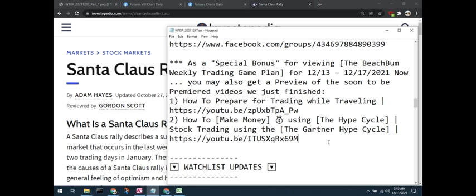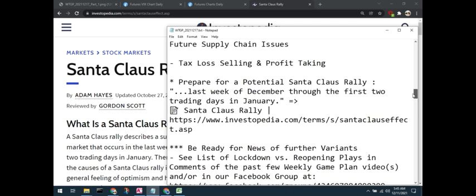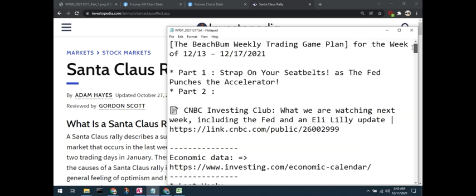So we hope all this information helps you select the stocks for your shopping list for this week, for your watch list, as we will be doing, and then please come back and join us for part 2 of this weekly game plan for December 13th through the 17th, and we'll tell you what stocks we are adding or removing from our watch list for this week, and our price targets and strategies for trading those stocks for this upcoming week.